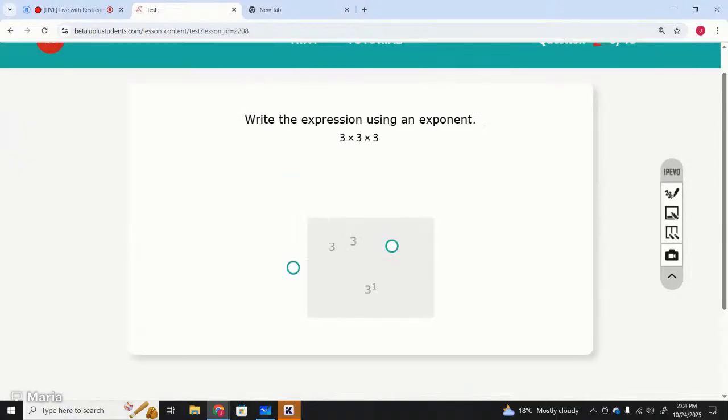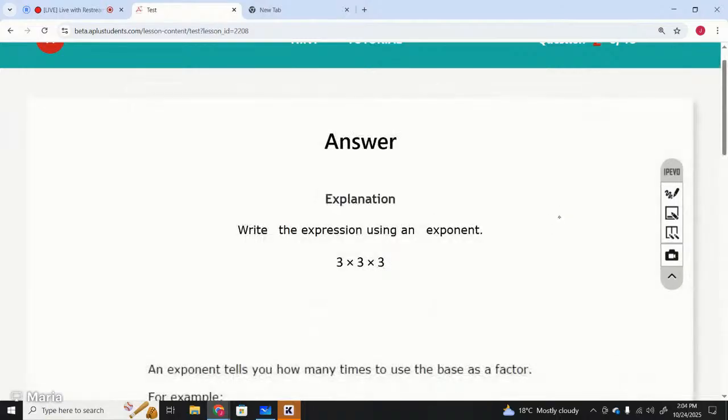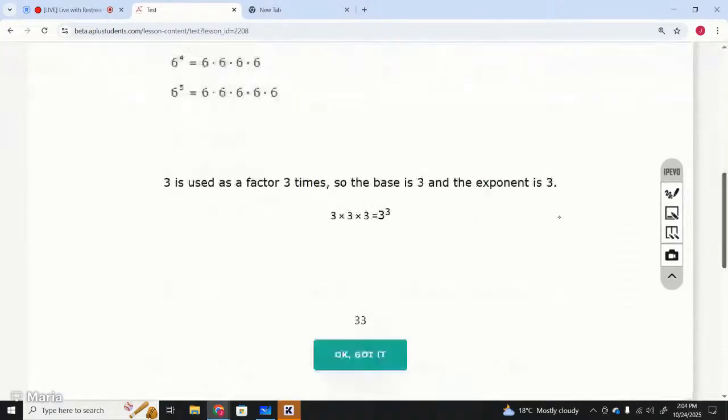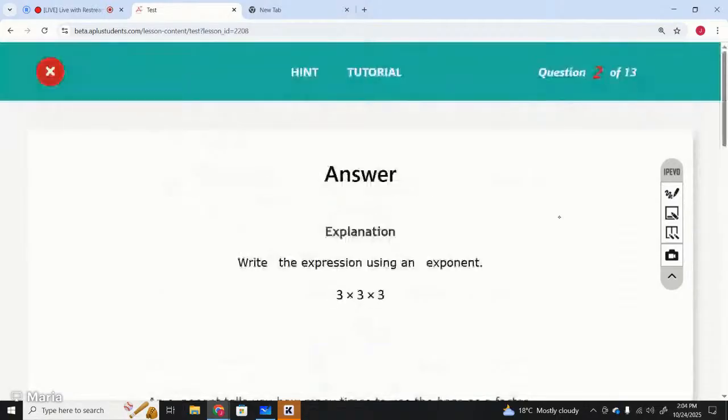Write the expression using an exponent: 3 times 3 times 3. So 3 is multiplying how many times? 3 is multiplying 3 times. So you can write it as 3 exponent 3. Option number 1 is the correct option. So basically you can write it as 3 exponent 3.